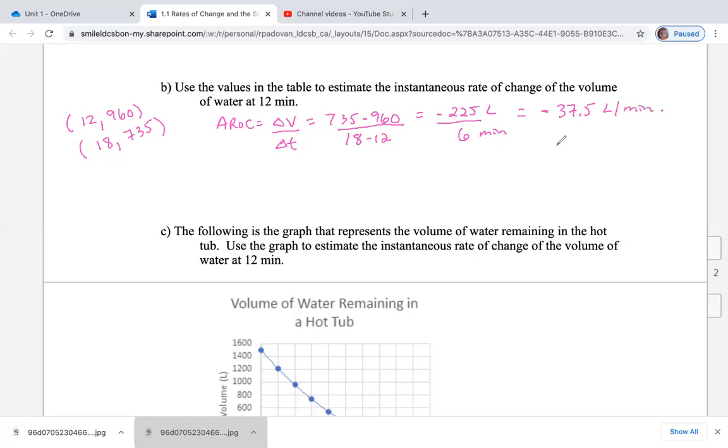So again, that means that I'm estimating the instantaneous rate of change at 12 minutes. I'd be losing 37.5 liters per minute at that moment. So therefore, I would write it out as, therefore, the instantaneous rate of change is equal to, but an estimate, so don't forget the dot on top of the equal sign, negative 37.5 liters per minute at 12 minutes.